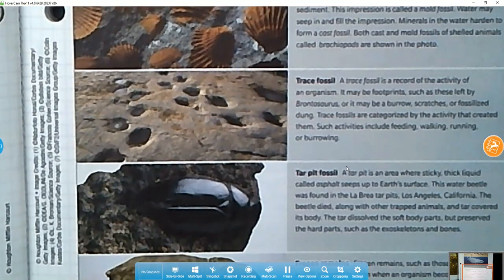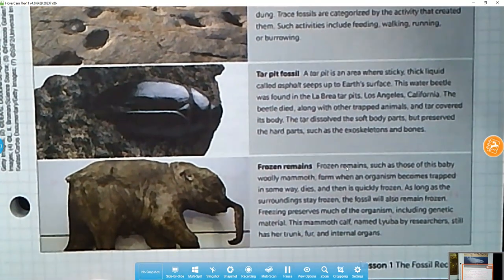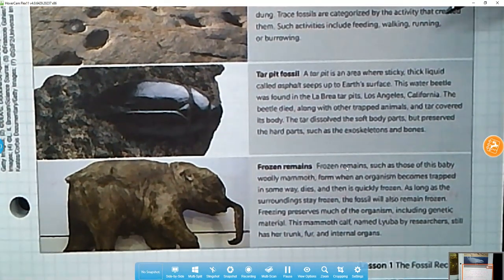Okay, so you have cast and mold fossils. These are where the organisms' tissues decomposed, but the impressions are left there. And so that's what cast and mold fossils are. You can have tar pit fossils. Tar pit fossils are where you have an area where a sticky, thick liquid, called asphalt, seeps up from the Earth's surface.